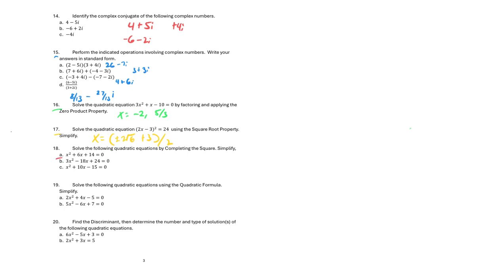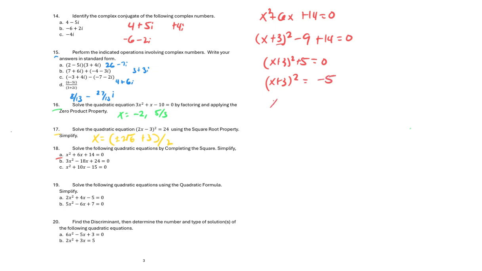Alright, solve the following quadratic equations by completing the square and then simplify. So x squared plus 6x plus 14 equals 0. So the first step in completing the square, x plus 3 quantity squared, but in doing this, we have actually added that value squared, so we need to immediately subtract it. So x plus 3 squared, 14 minus 9 is positive 5, equal to 0. We get x plus 3 quantity squared is equal to negative 5.